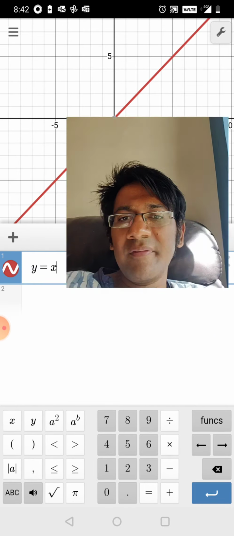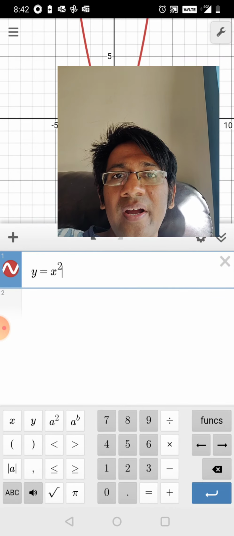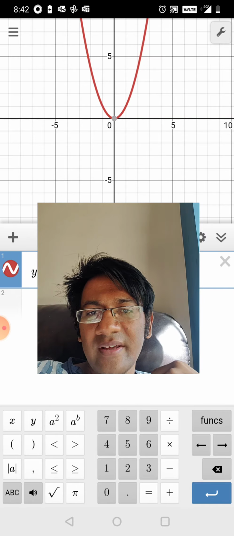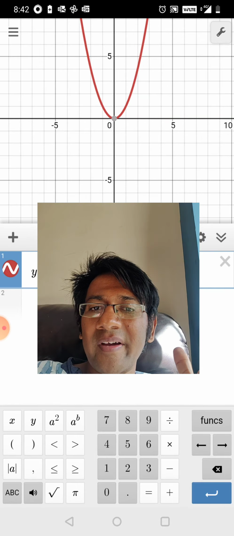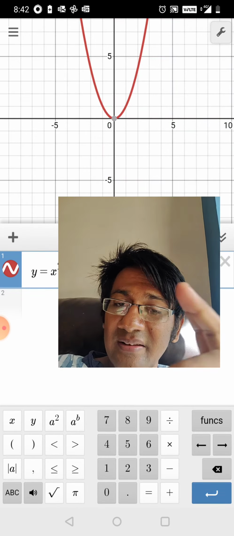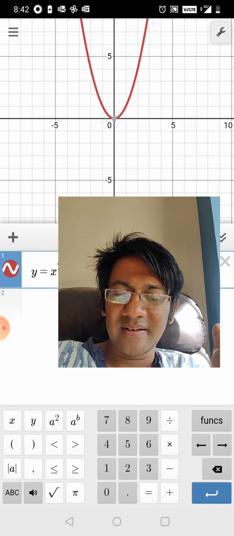So now if I quietly put y is equal to x squared here, I will get it flipped. Nothing will go below the x-axis. It will not be strictly above the x-axis, because at 0 it will be 0, but other than that it will always be above the x-axis, right?